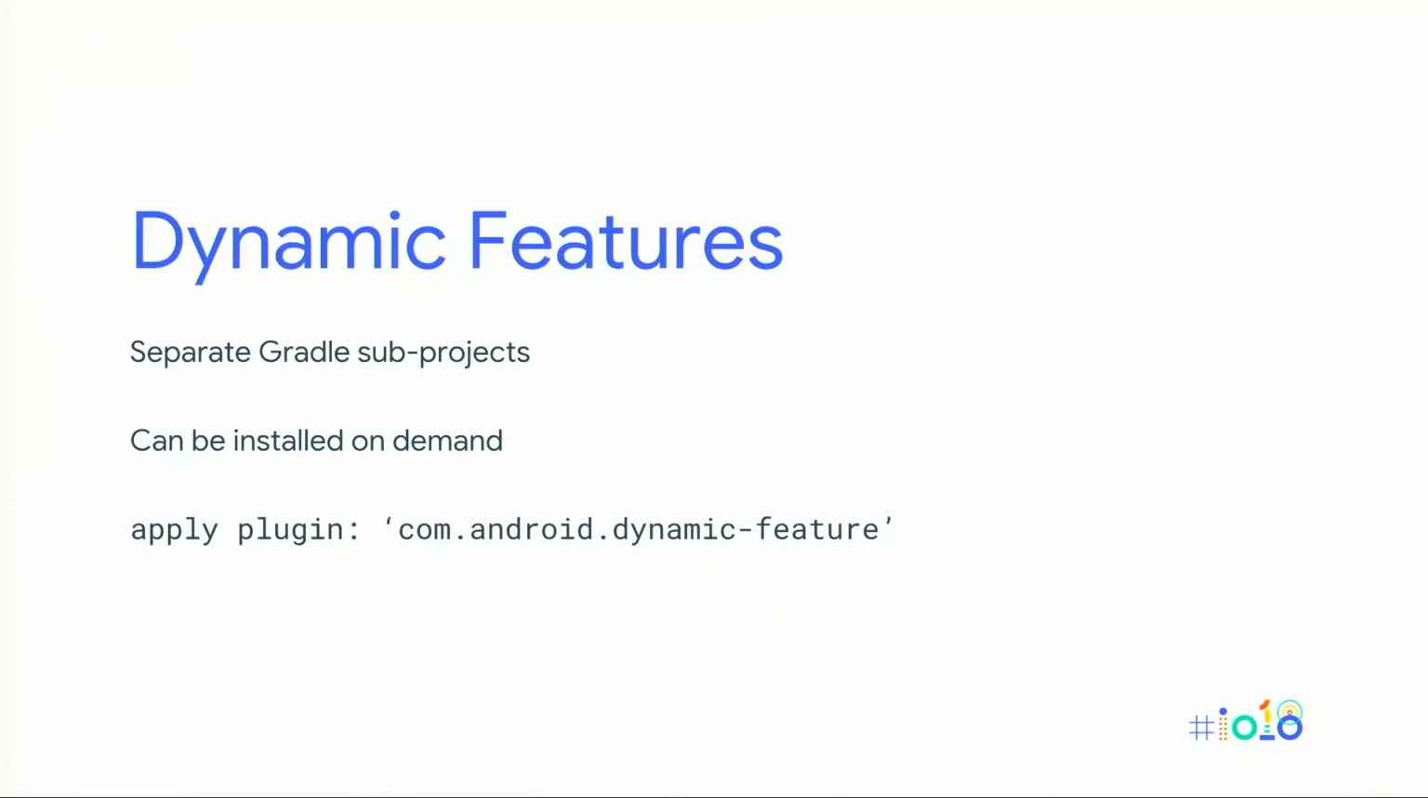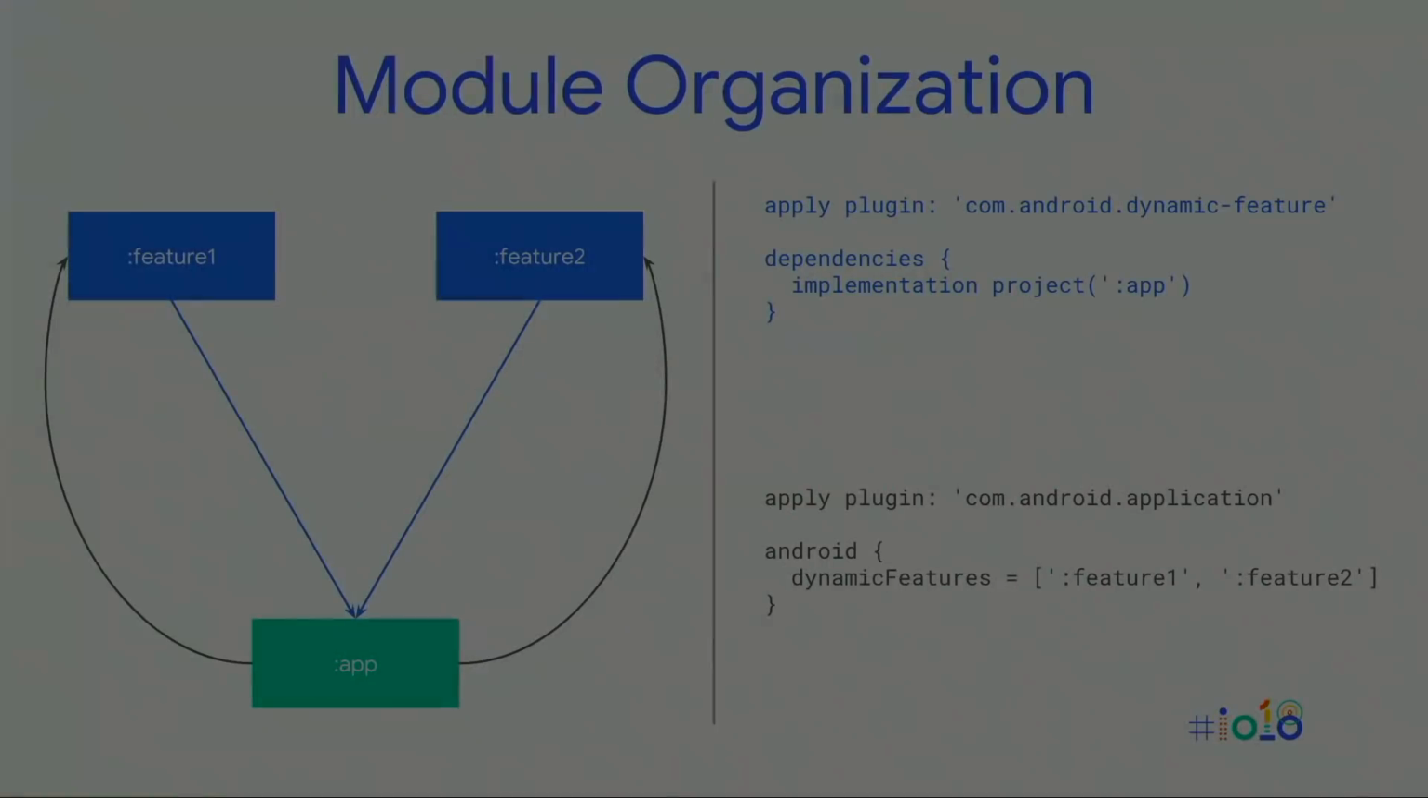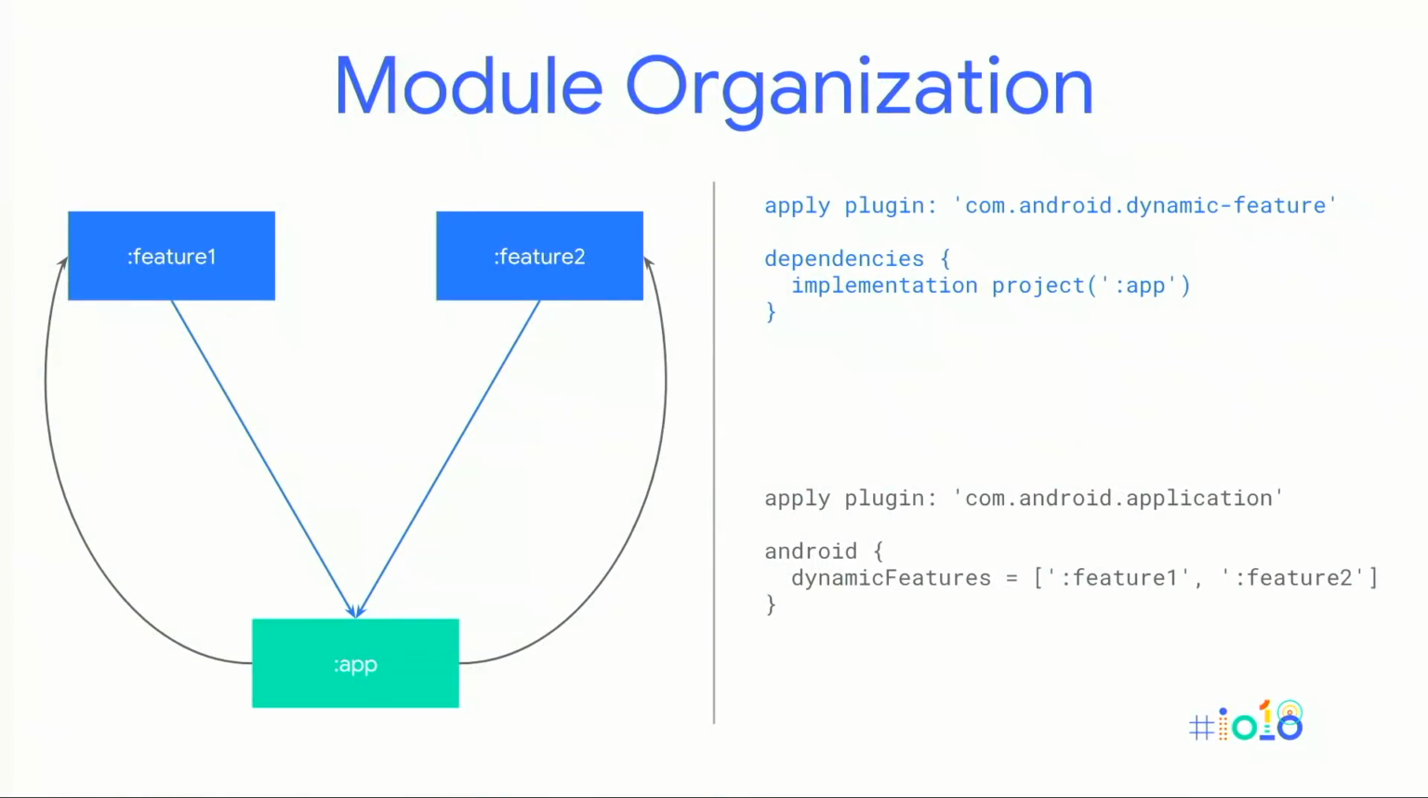So the way you're going to organize your code is it's a separate sub-project in Gradle. You have a different plugin, a new plugin called dynamic feature. And the layout is a little bit different compared to, let's say, a library, right? Normally in a library, your application depends on your library and can refer to the code of the library. Here, the features are actually sitting on top and depend on the base.